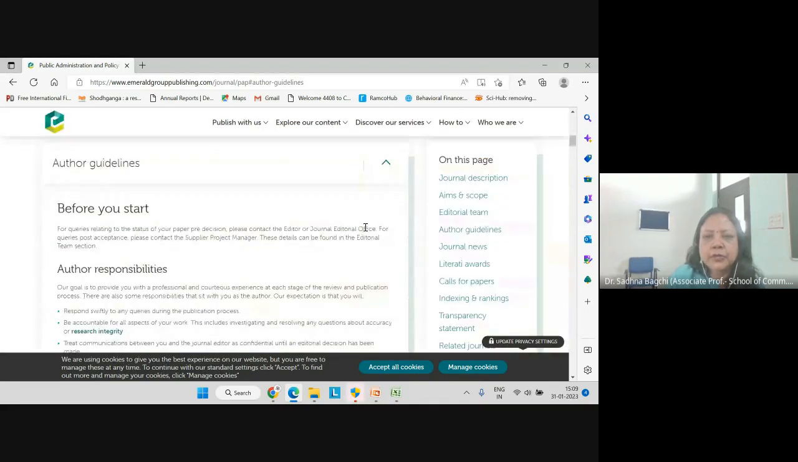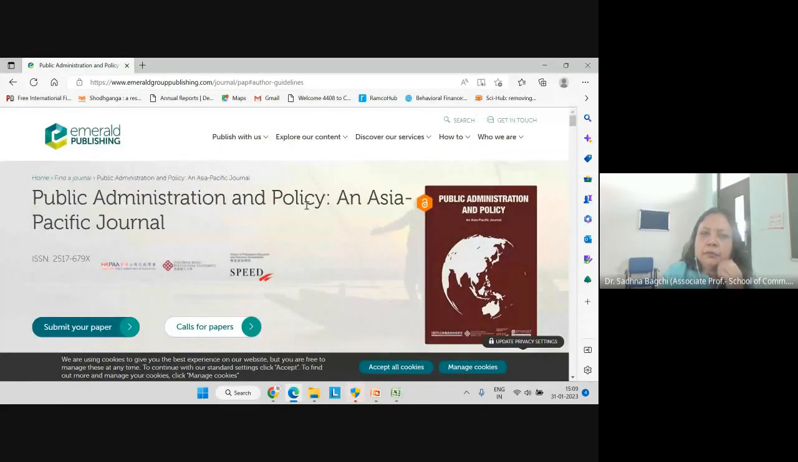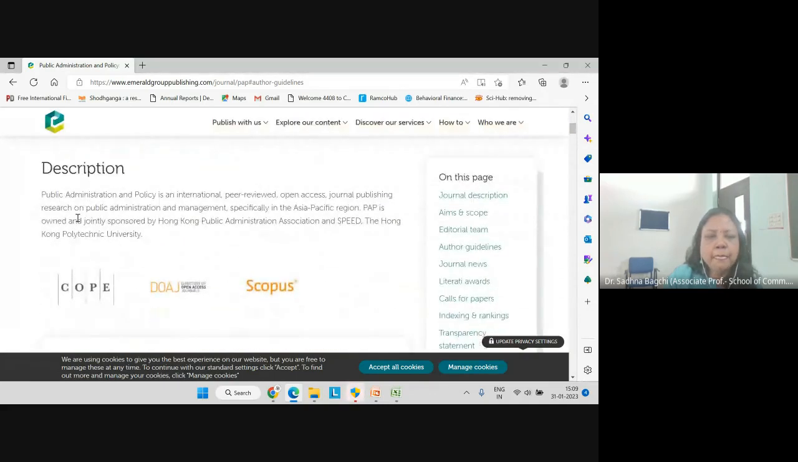This is one journal. This is basically an Emerald publication. This is a Scopus-based journal. Here you can see the submitted paper and the scholar paper. Okay, now the description. Here you can find the scope of the journal. Description: Public Administration and Policy is an international peer-reviewed open access journal publishing research on public administration.